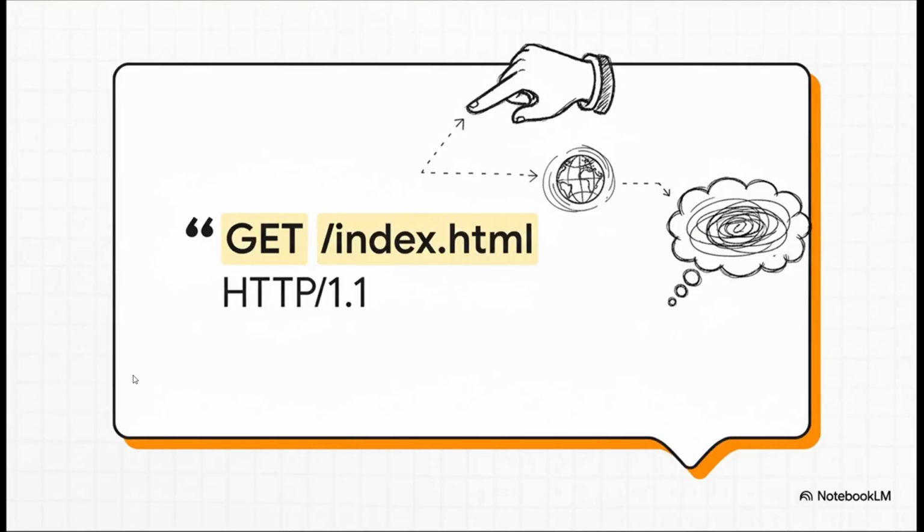So what does one of these actually look like in the wild? Well, here's a classic example. First up, you've got GET. That's the action, the verb. It just means, hey, give me this thing, or I want to retrieve something. Simple enough? Then you have /index.html. That's the resource, the specific file you're asking for. In this case, it's the website's homepage. And that last part, HTTP/1.1, that's just the version of the language you're speaking. Kind of like saying you're speaking modern English, not Shakespearean.